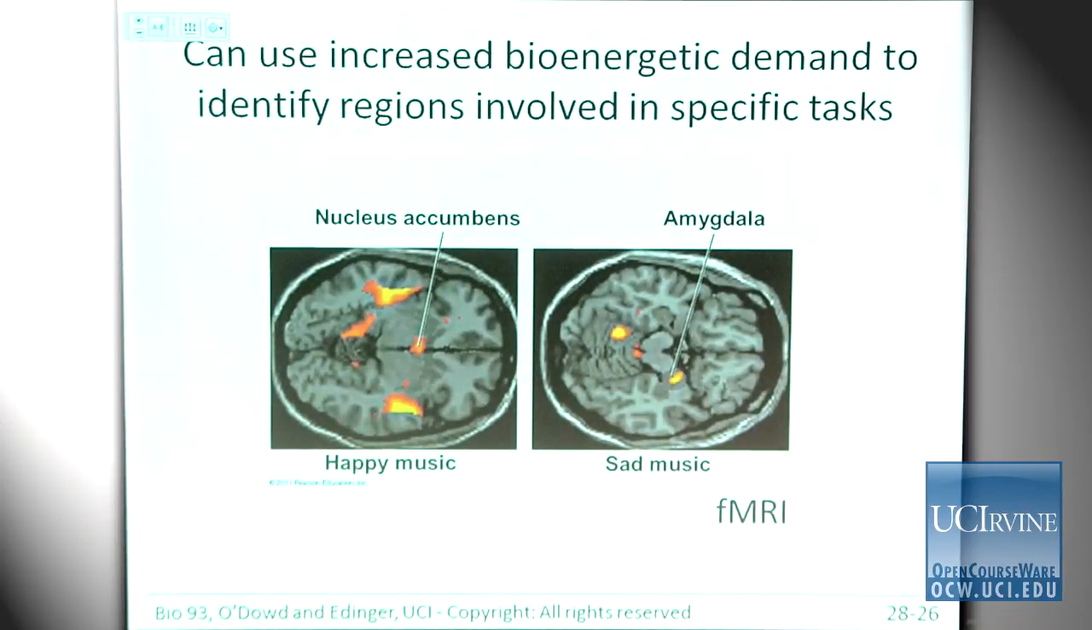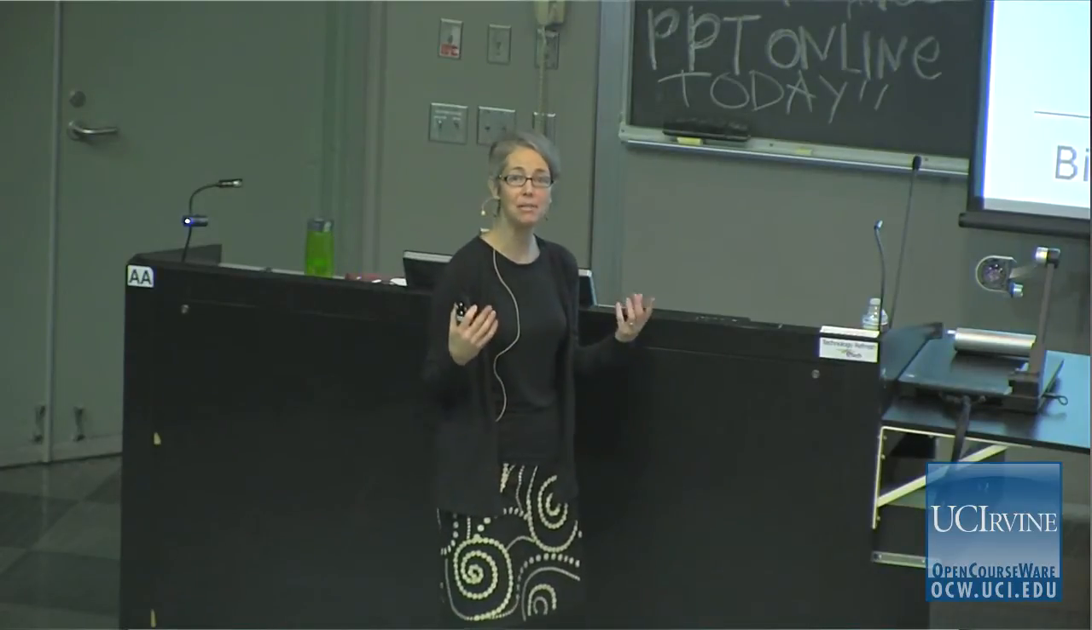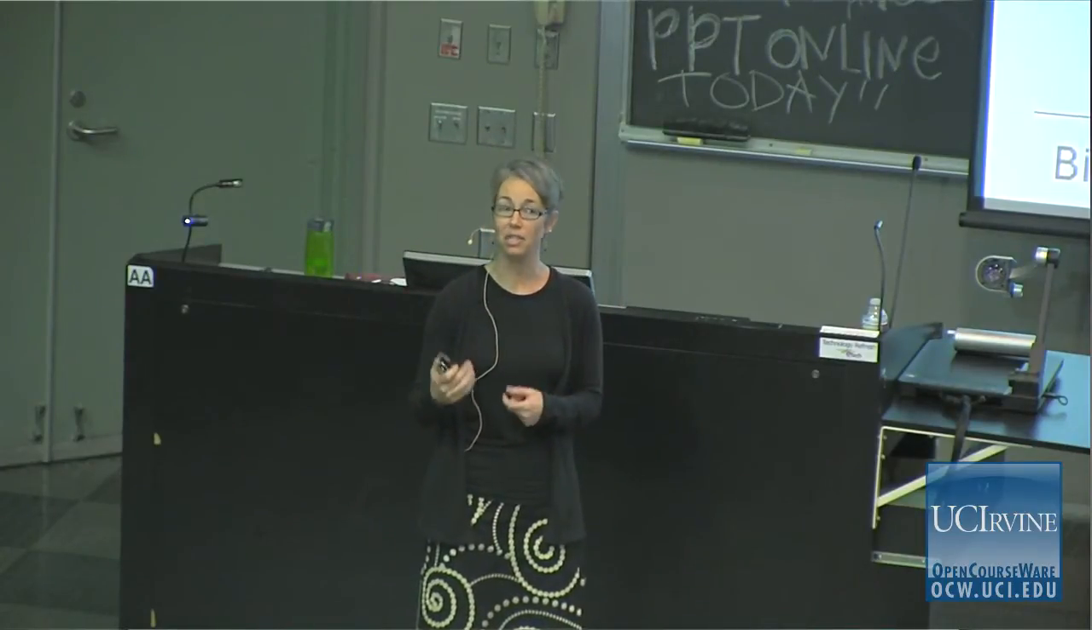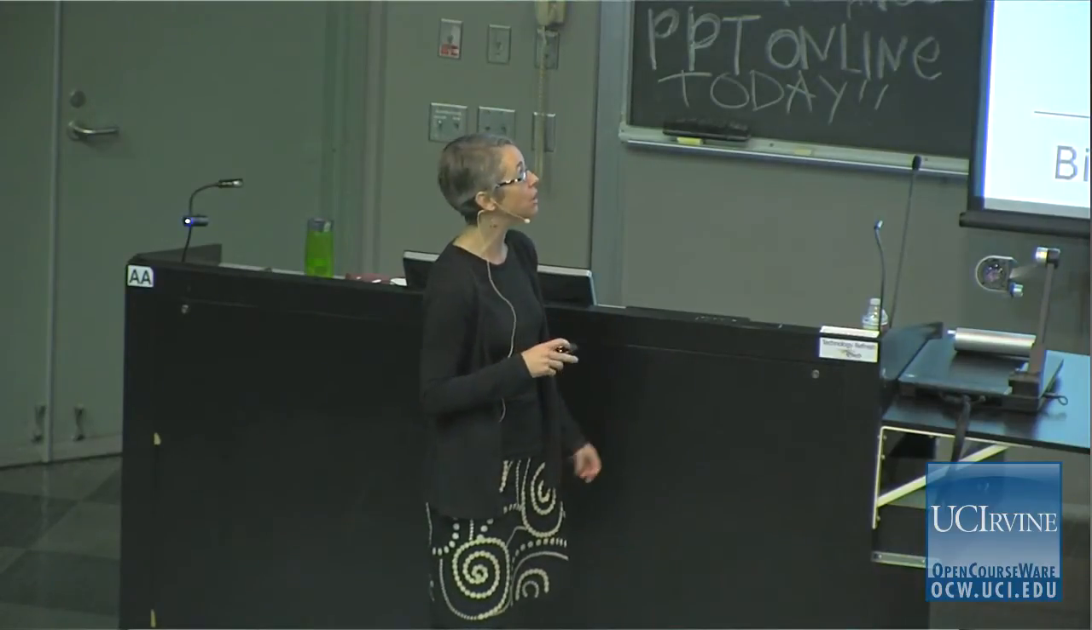So here's an example of functional MRI imaging. This is from your book. You can see that when somebody's listening to happy music, certain parts of their brain are active. When they listen to sad music, different parts are active. So we're getting to the point where we can almost read somebody's mind by looking at their brain activity. Studies have been able to guess what kind of a picture somebody is looking at.